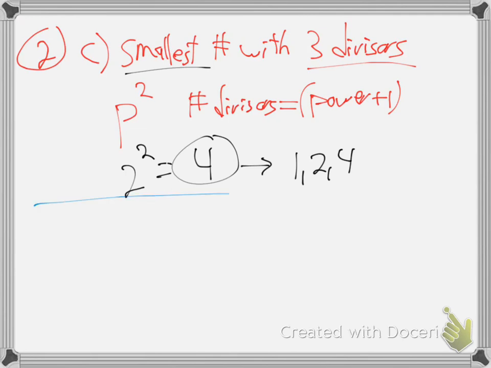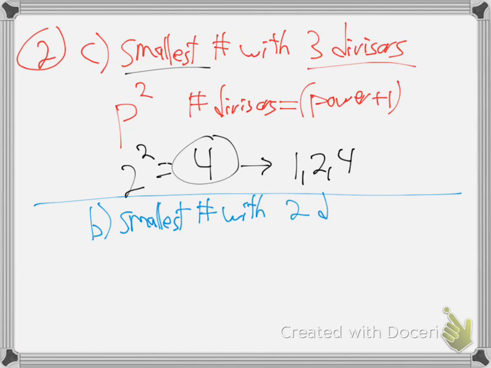Getting the hang of this? Let's go back to part B. Smallest number with 2 divisors. So find the smallest number with 2 divisors.